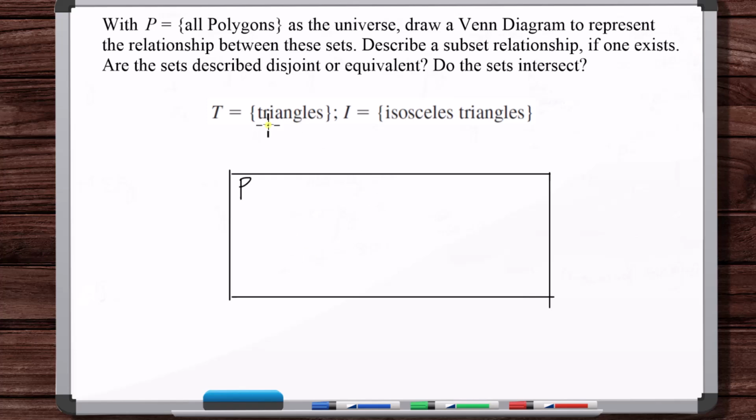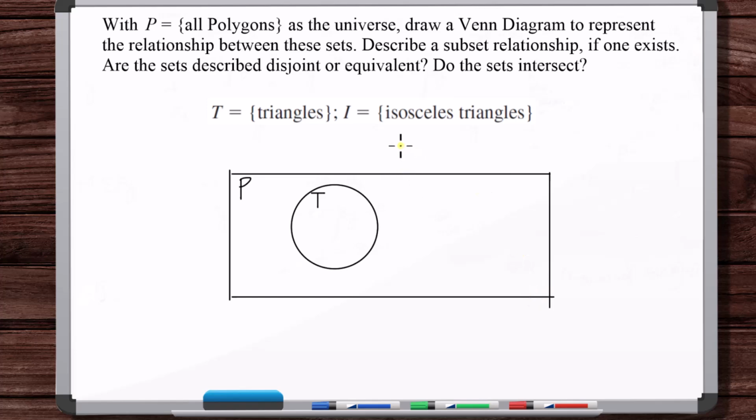Okay, so within this universe, we've got this set of all triangles we can draw here. Because this entire set is within the entire set of polygons, this set T here is a subset of polygons. That's what subset means. It's contained completely within another set, but they're not equivalent sets. They're different sets, and just one is completely contained within the other. In that case you have a subset. The set of all triangles is a subset of the set of all polygons.